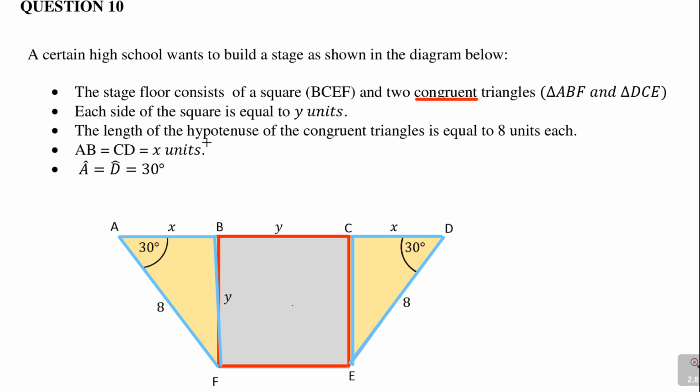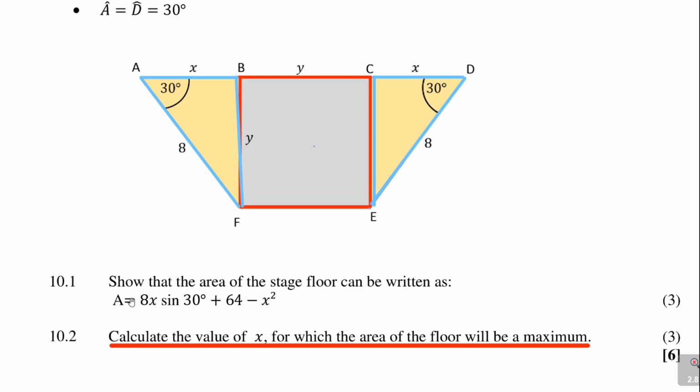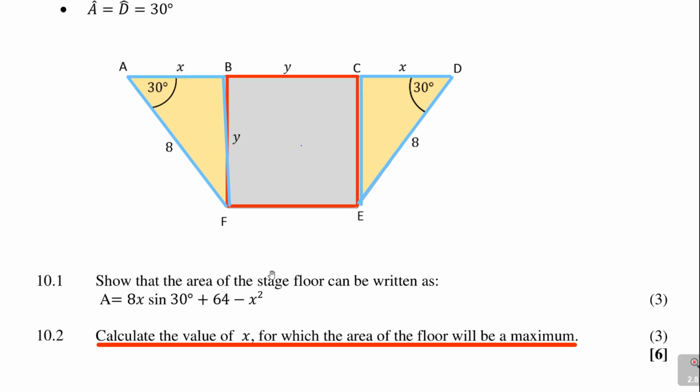You can see that the length of the hypotenuse of the congruent triangle is 8 units, and then AB is equal to CD equals X. So AB, there is the X part and there is the X part, and then angle A is equal to angle D, which is 30 degrees. The first things first. What are they saying here? They are saying show that the area of the stage floor can be written as this. So they want us to show that the area, we are proving that area.